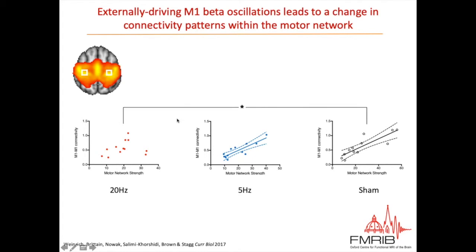And that was unchanged with 5 hertz stimulation. Okay, so we still saw this tight relationship, but actually that relationship completely broke down with 20 hertz stimulation. So it wasn't that it was significantly modulating either M1 connectivity or network connectivity, but that it was disrupting the relationship between those 2 things as we stimulate it.